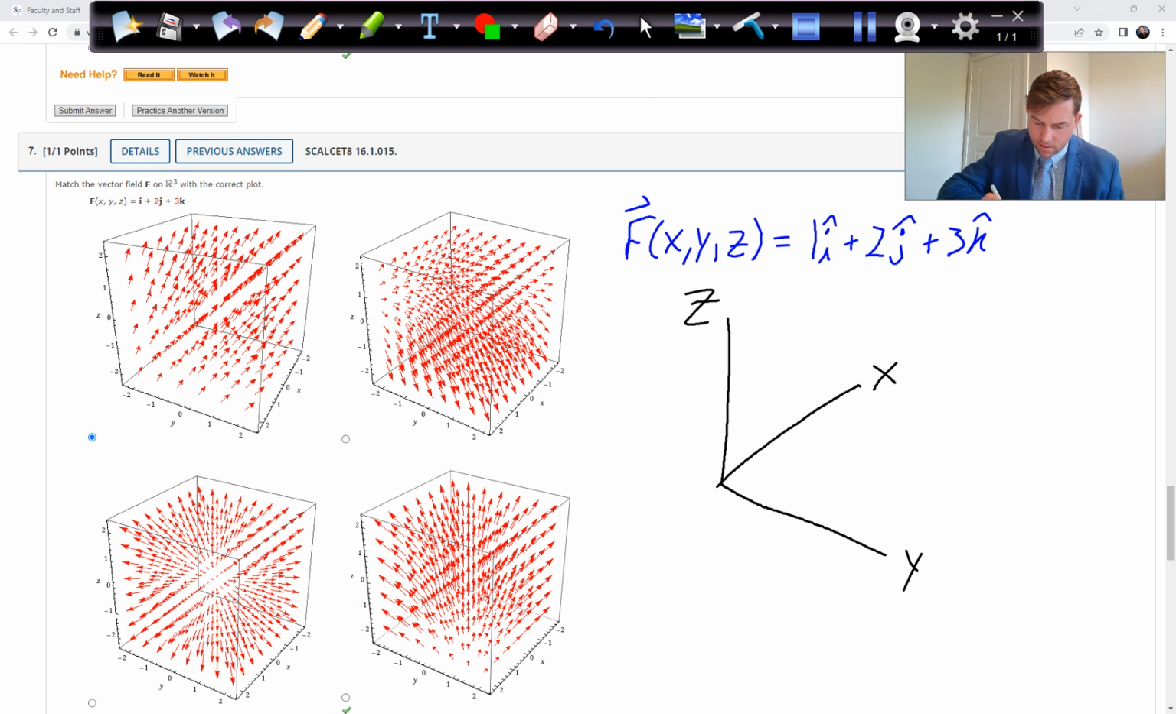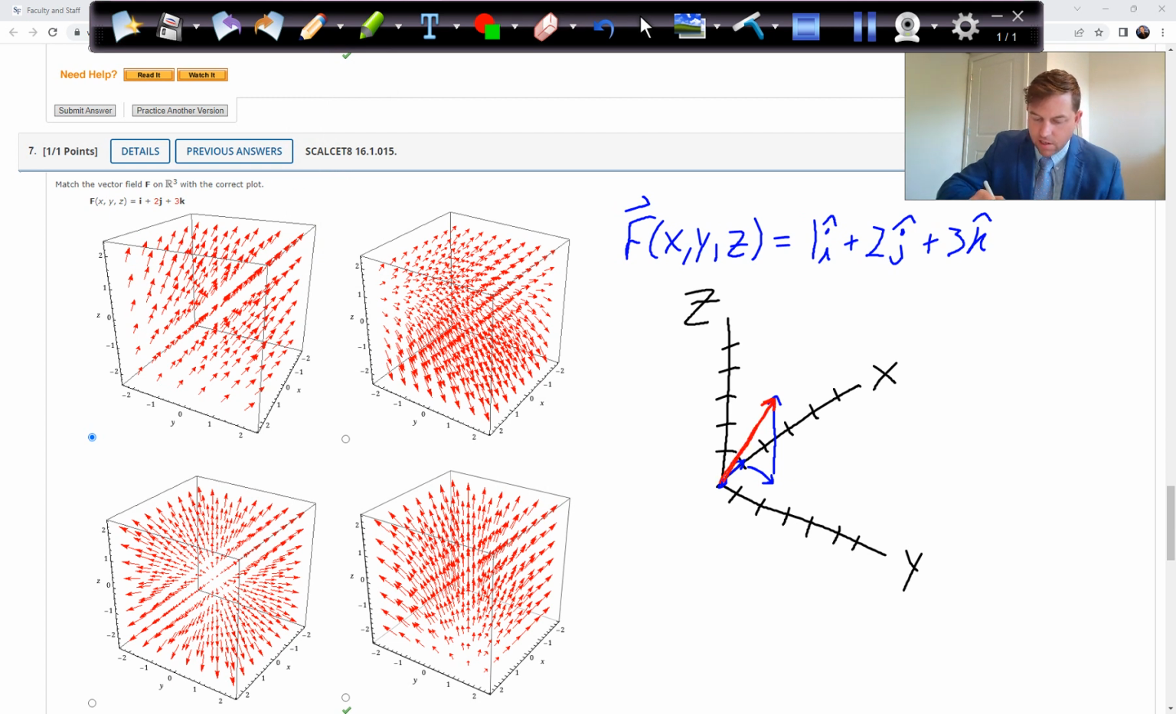Okay, so let's just start from the origin. Say our vector starts at (0, 0), so it's right here. It's going to go 1 in the x direction, 2 in the j direction, so over to here, and then from there it's going to go 3 up. So 1, 2, 3, it's going to go up to here. So in essence, the vector will actually go from the origin to that point. So the arrows kind of go up and to the right.